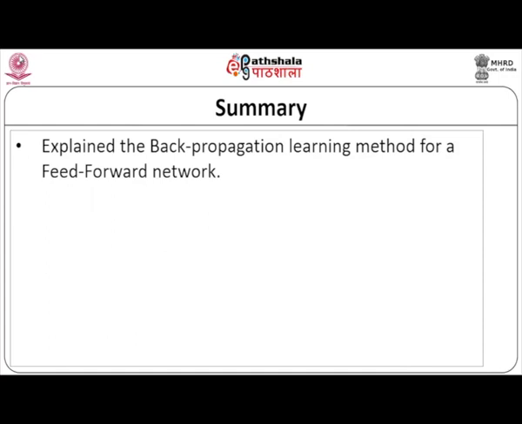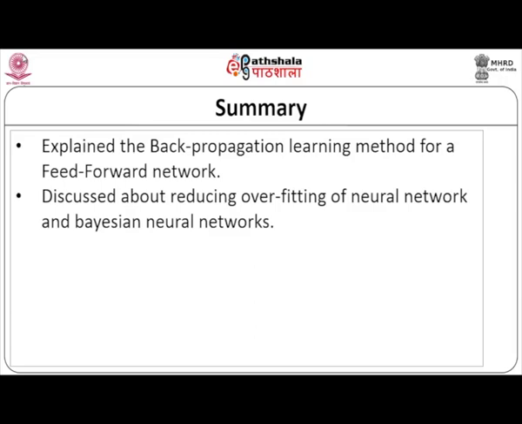So, the summary: we explained the backpropagation learning method for a feed forward network, where we use the error and the local and global minima, and we propagate it. You start from input to hidden to output, then use the output to go back from output to hidden, varying the weights. Here you start with random weights. We discussed reducing overfitting of neural networks, and we also introduced the concept of Bayesian neural networks, where we use that error to find out which is the best set of weights to use.